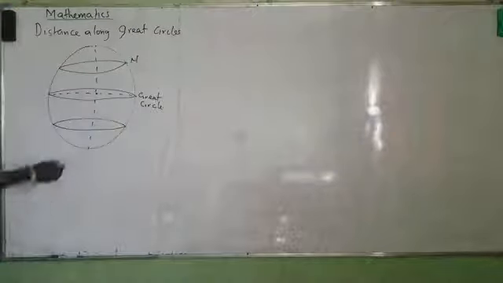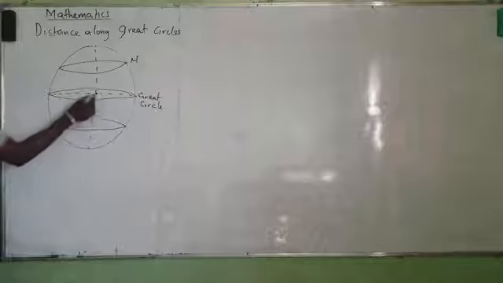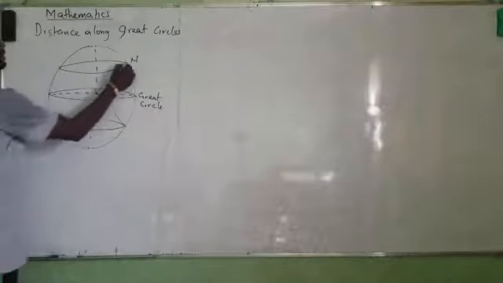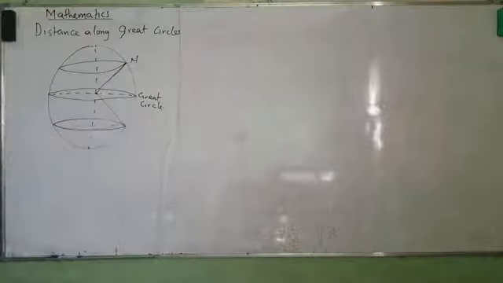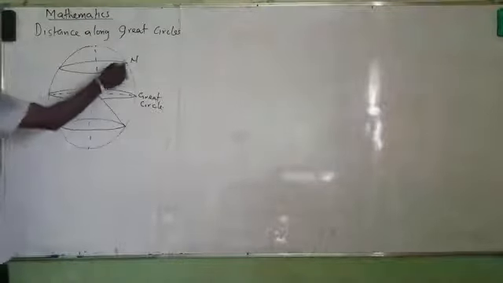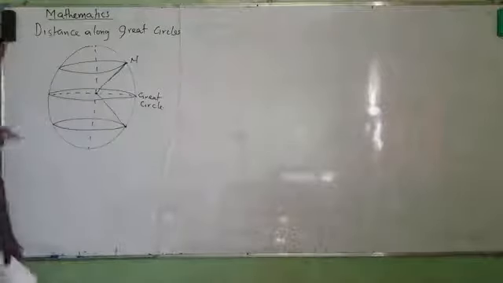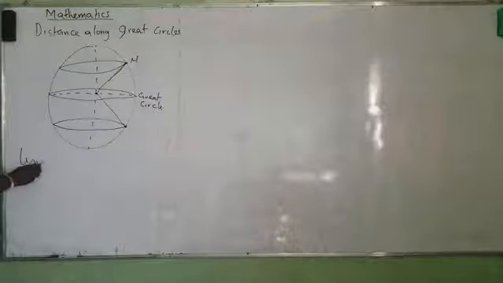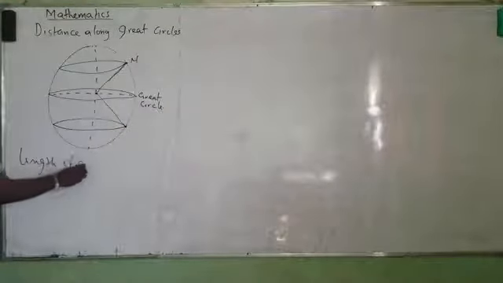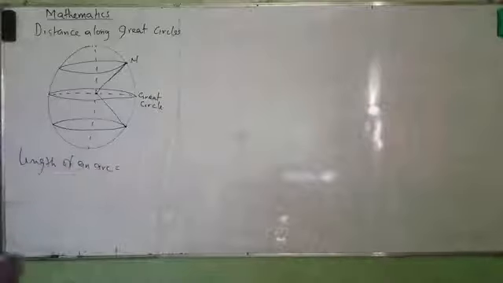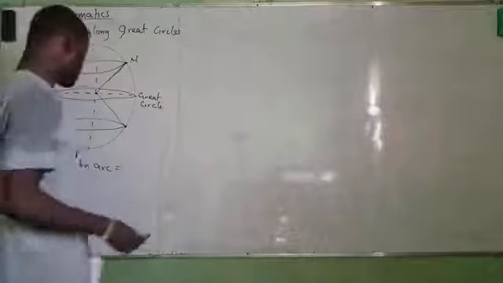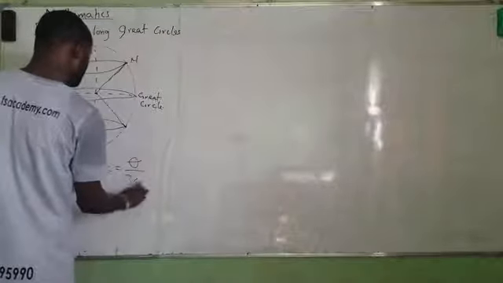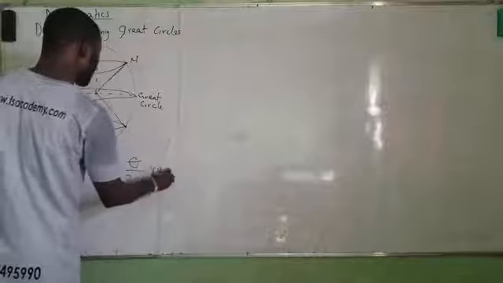Now, what we are talking about is the distance between this place and this place. That's what I'm working on in this video. Now, for the distance from here to here, there's no way you do this part of mathematics without understanding the length of an arc. The length of an arc, going back to our circle, is theta over 360 multiplied by 2 pi r.